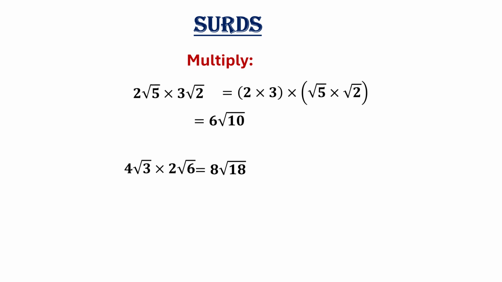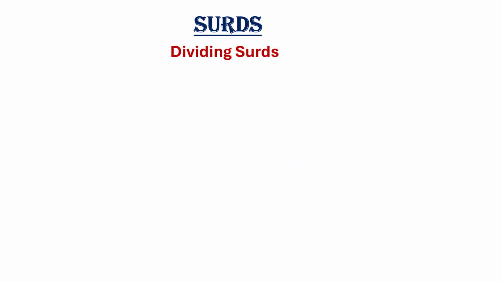Why? Because 18 is 9 times 2 and 9 is a squared number. So it's going to be 8 times root 9 root 2. Root 9 is 3, so we take the 3 outside. So it's going to be 8 times 3 root 2. If you don't know where this 3 came from, this is just root 9. So it's 8 times 3 root 2, which is 24 root 2.